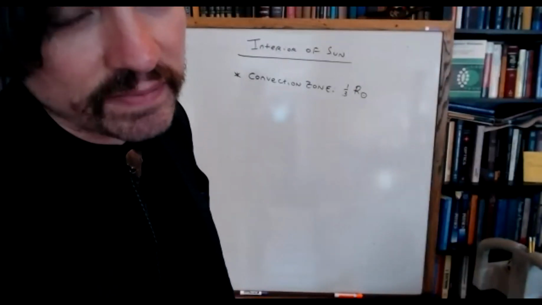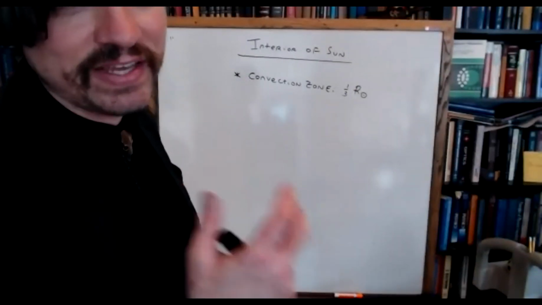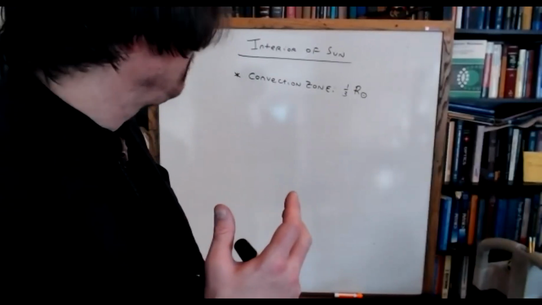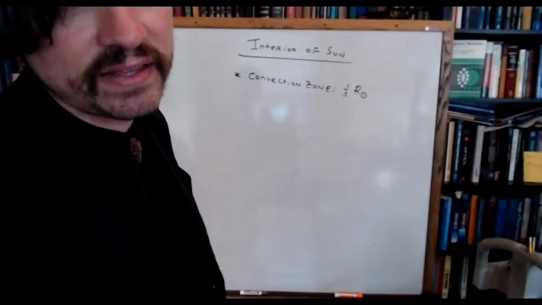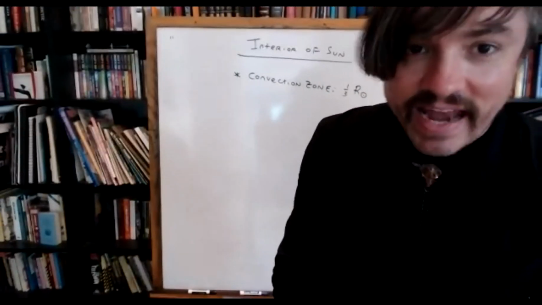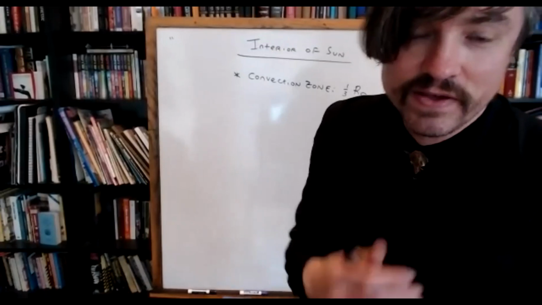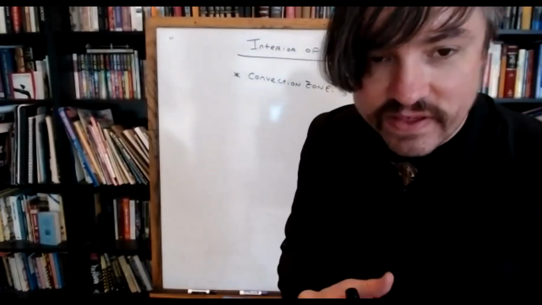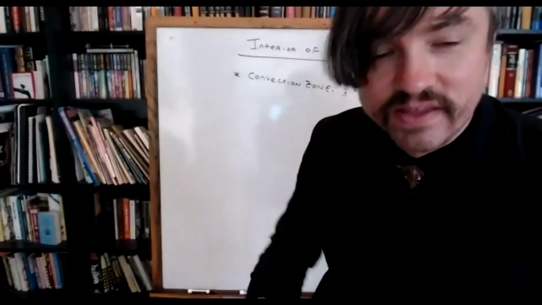Ooh, that's a cool backdrop too, actually. We can't see any of the interior layers of the sun because light cannot penetrate. I don't want to say light can't penetrate down that far. Light can't get out from that depth. So we have to analyze the interior of the sun by studying sunquakes and using computer modeling.